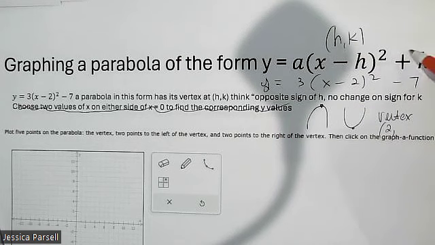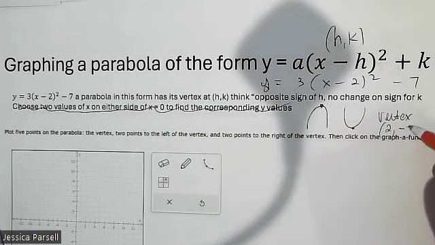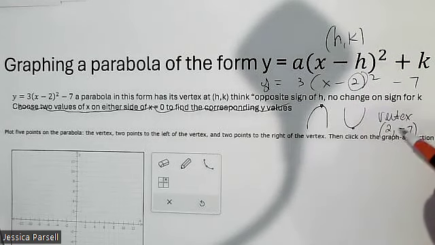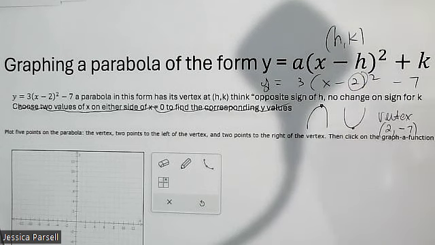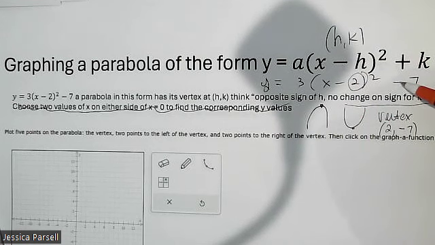And then the formula for k has a plus sign in it. Plus sign doesn't change this. So no change on sign for k. We're just going to make that -7. So the vertex is 2, -7. Whatever the h value is, if it's negative, change it to positive. If this was a positive, change it to negative. Whatever your k is, just keep that sign, right? So if this was a +7, then that would be a +7. But because it's a -7, we're just going to leave it as a -7.